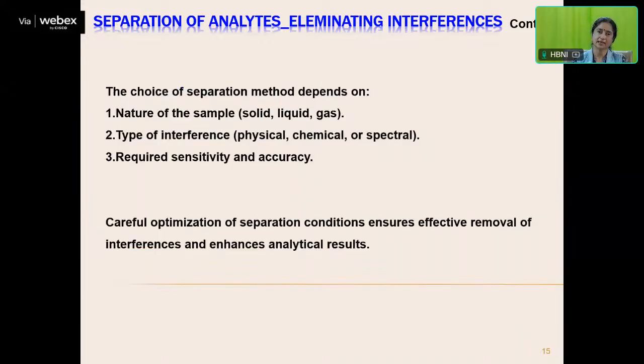Now the choice, as I have told you, there are numerous separation techniques available. You have to choose the best one which will suit your sample. So it depends on the nature of the sample, whether it is a solid, liquid, or gas, the type of interferences, whether physical, chemical, or spectral, and the required sensitivity and accuracy. Many other points are there, but these three are the major points which I want to convey. So depending on this, you need to choose one. Careful optimization of separation conditions ensures effective removal of interferences and enhances the reliability of your analytical results.